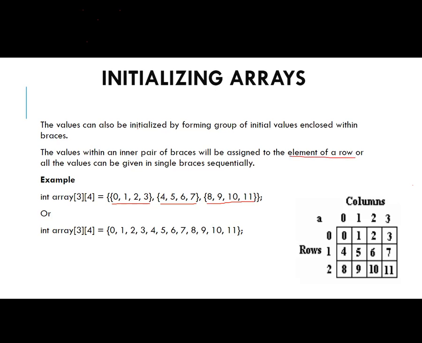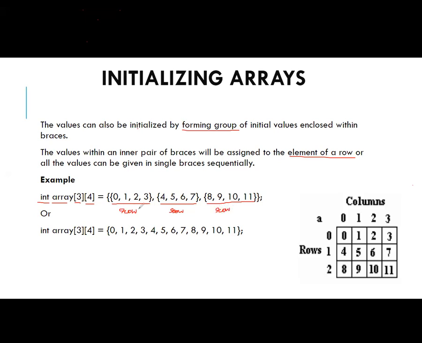So can you see here, I have an integer array of 3 rows and 4 columns. This is the data type, this is the name of the array. The number of rows I'm having is 3, the number of columns is 4. Now how do I initialize it? I can initialize in two ways. Either I can form groups, like how I have done here. What do these groups indicate? These groups indicate that this is the values of one row, this is the values of another row, and this is the values of another row.